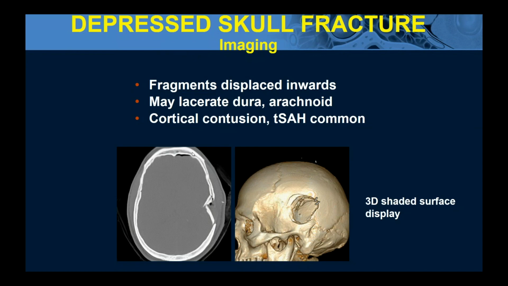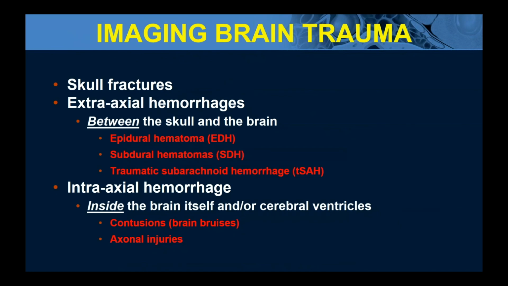But in addition to getting our bone CT scans of the skull, we can do these really nice 3D shaded surface displays, and they can be very helpful for the neurosurgeons when they're trying to plan what it is that they want to do with this. So we're going to leave the skull because really that's the protective covering for the brain. And what's most important in head trauma is what's happened to the brain underneath it.